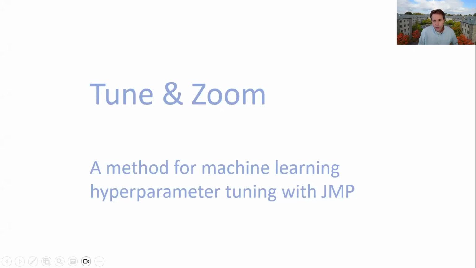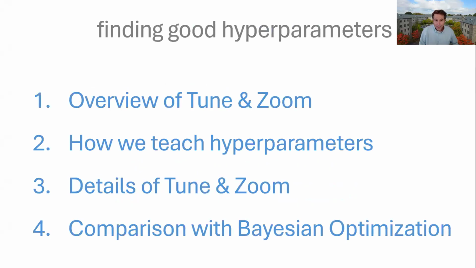Today I'm going to talk about this method that we call Tune and Zoom. It's a fairly simple method for trying to find good hyperparameters for your machine learning models. What I'm going to cover today is a brief overview of what Tune and Zoom is, and how we teach hyperparameter optimization in our class. Then I'll go a bit deeper into the details of how you would do Tune and Zoom in a classroom environment. And then I'll wrap up with a comparison with a new tool called Bayesian optimization that's in JMP.